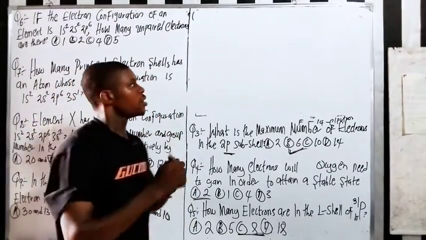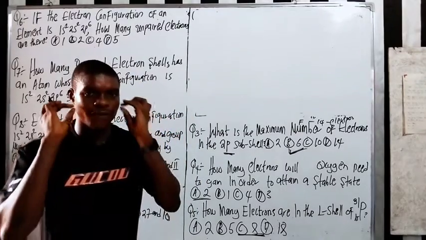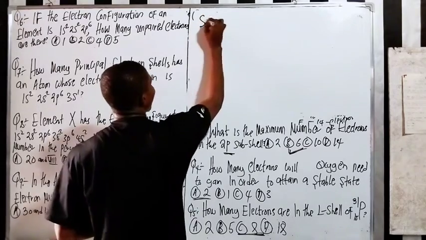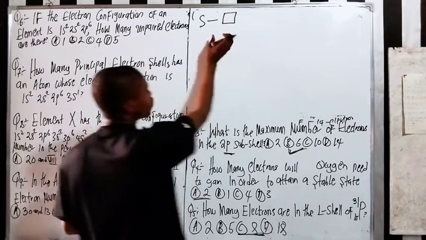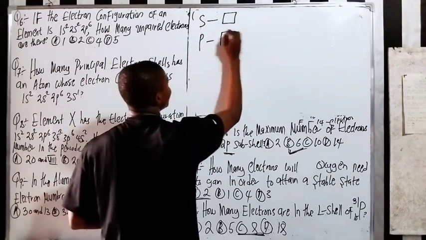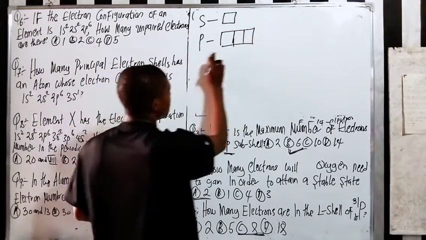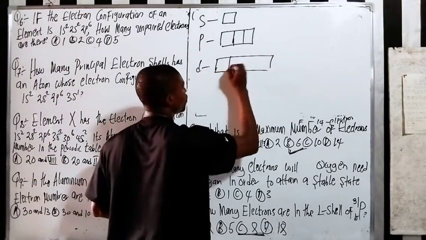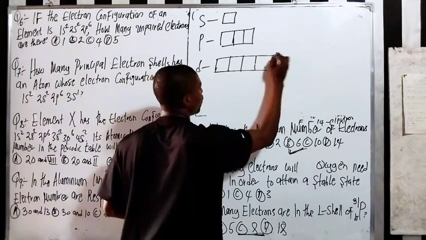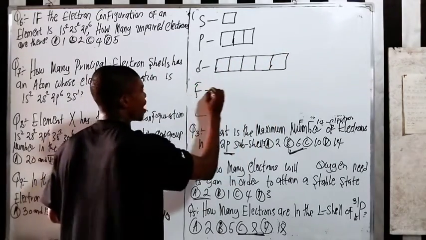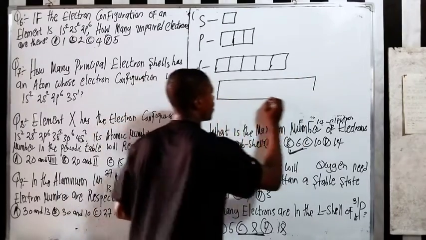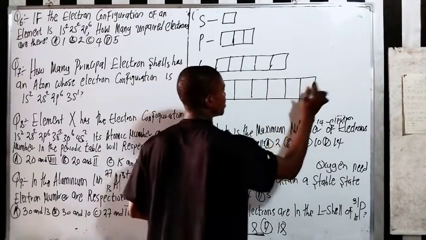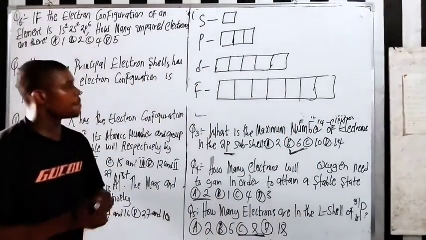In a suborbital. Now look at something here. This is what you need to understand enough to be able to solve this problem. Now S has what? 1 suborbital. P has 3 suborbitals. D has what? 5 suborbitals. 1, 2, 3, 4, 5. Right there. Then F has what? F has 7. 1, 2, 3, 4, 5, 6, 7. Do you understand?